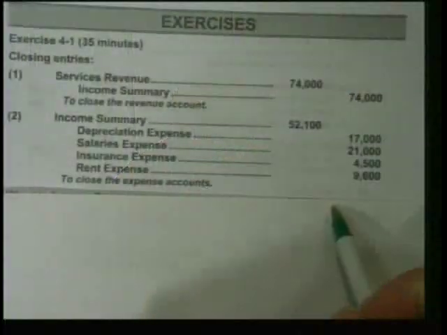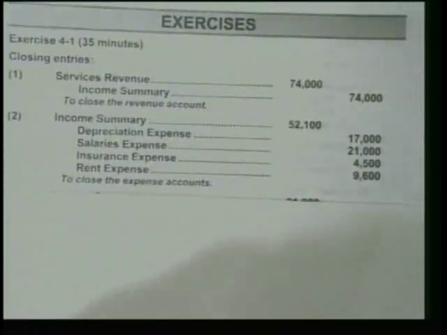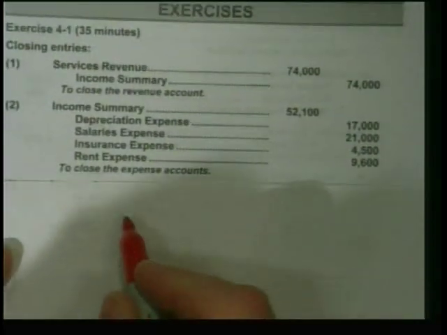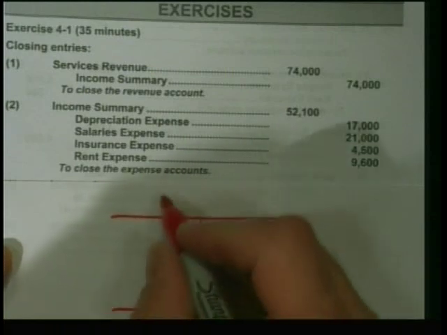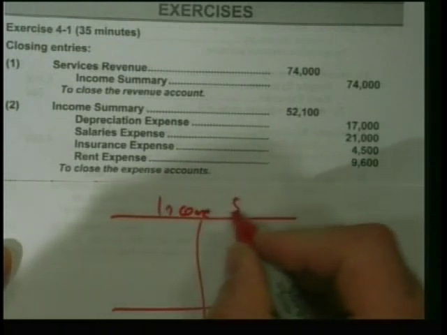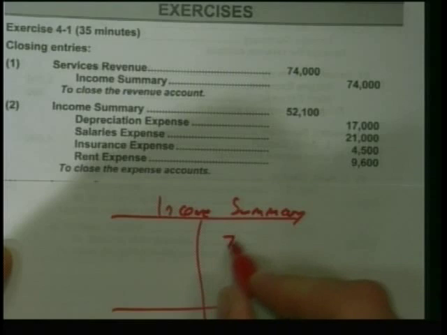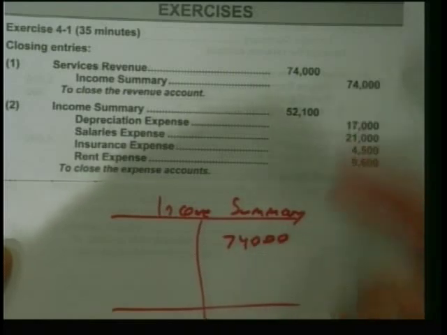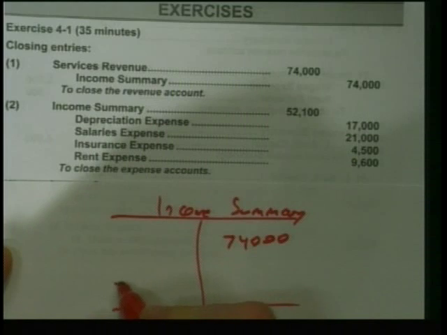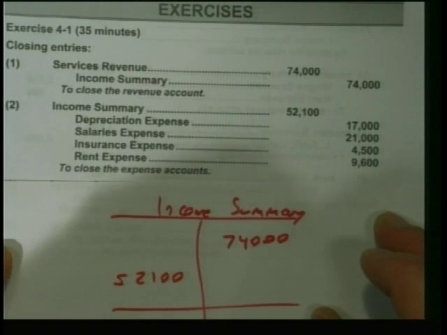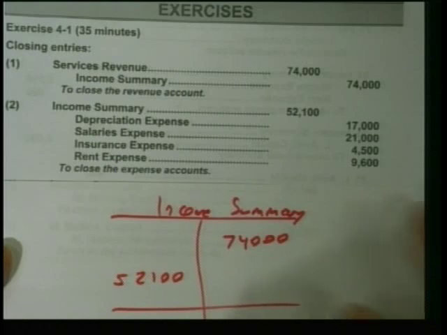Now, let me remind you, lest you forget. After the first and second closing entry, you need to do a T account, okay? Don't be lazy and don't try to shortcut yourself, because whenever students do that, they have a tendency to miss points. We posted a $74,000 credit to income summary right there. Here we debited income summary for $52,100. Okay? Now, what is the balance of that income summary account? It's $21,900.